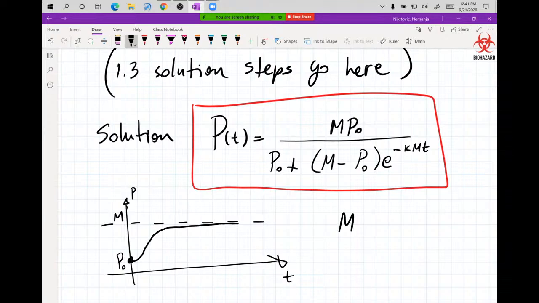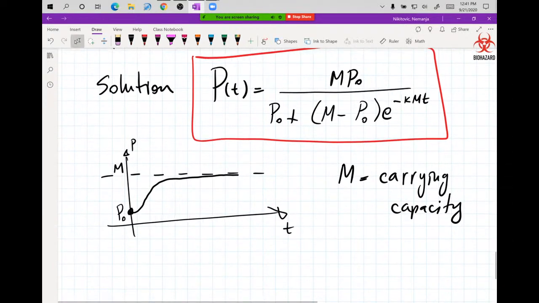So M is known as carrying capacity, meaning this is the maximum amount of people or rabbits or whatever that environment given by the parameters can sustain. Now, those parameters I said, it's food, it's disease, it's predators, it's all of the stuff that rabbits have to worry about in their existence. And for humans, the same thing.